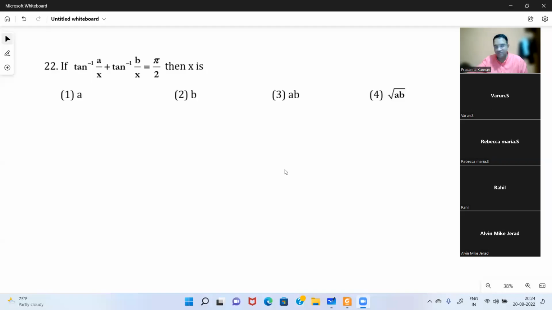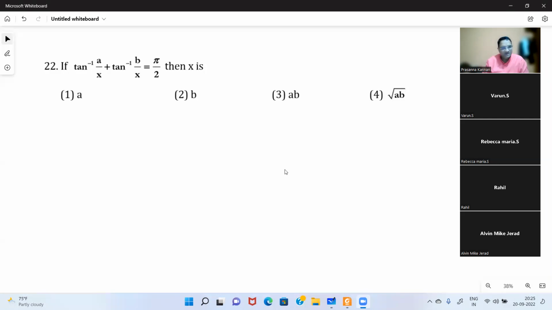Okay, so the next question we are going to look at is, if tan inverse of a by x plus tan inverse of b by x is equal to pi by 2, then what is x? Clear? Okay, we can do it in two ways. One is using the formula tan inverse x plus tan inverse y. What is tan inverse x plus tan inverse y? Tan inverse of x plus y by 1 minus xy. Yes, you can use that and also solve it.